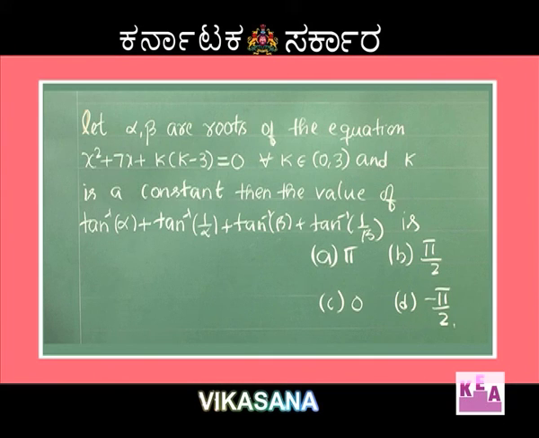Let alpha, beta be the roots of the quadratic equation x square plus 7x plus k into k minus 3 is equal to 0, for all k belongs to (0, 3), and k is a constant. Then the value of tan inverse of alpha plus tan inverse of 1 by alpha plus tan inverse of beta plus tan inverse of 1 by beta is: option A is pi, option B is pi by 2, option C is 0 and option D is minus pi by 2. Look at this, dear students.